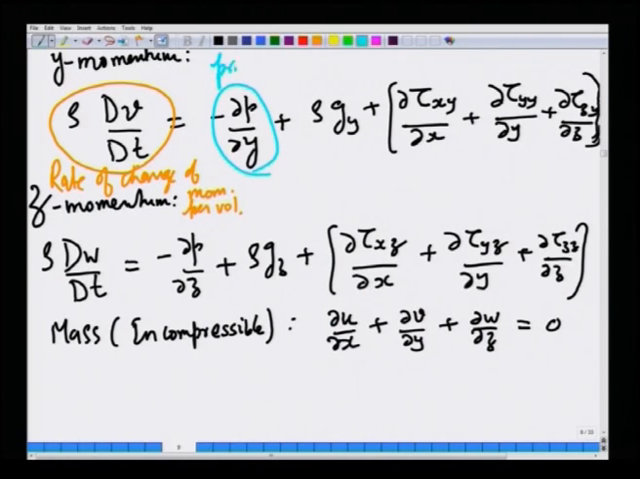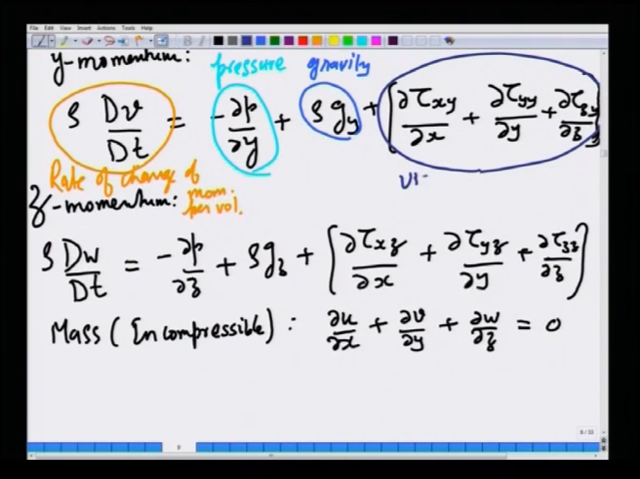These are various forces that act on the fluid. These are the pressure forces that act on the infinitesimal control volume. This is the body force, a gravitational body force, and these are the viscous forces that act on an infinitesimal control volume.